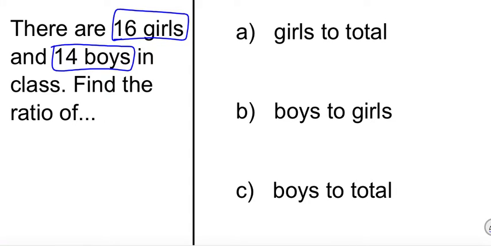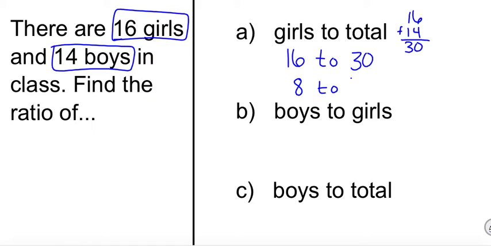I know right here that I have 16 girls. I know that the ratio of the total is going to be the girls plus the boys, and I know that 16 plus 14 is 30. So my total is 16 to 30. Again, I have to reduce. I'll start by 2's. I'm going to divide 16 by 2 to get 8.